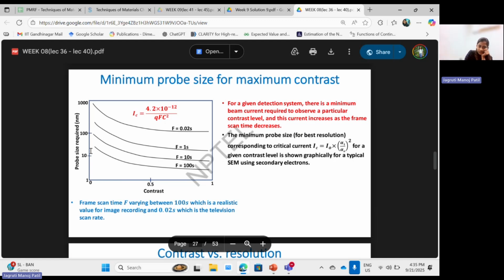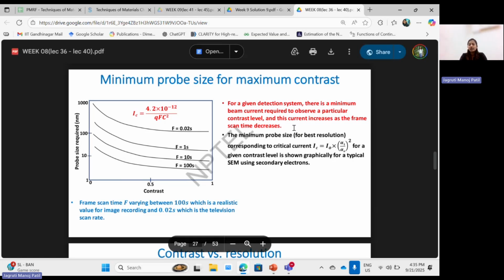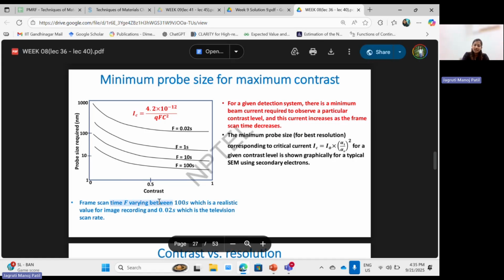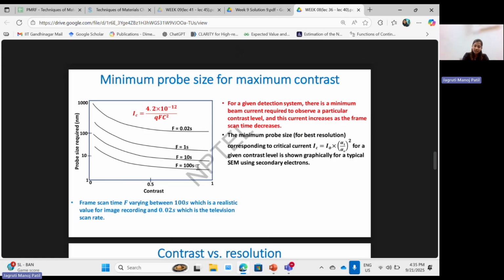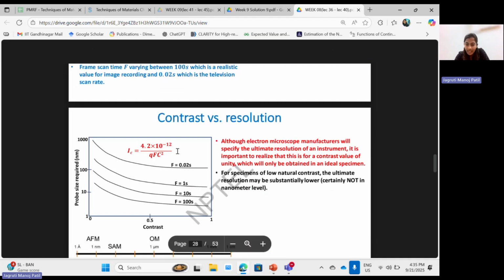Or if we give one specific to them, that follows that for one beam current, if the current is constant, the current will increase as the frame scan time will also increase in that case. So frame scan time, this F, the scanning time increases in this fashion here, and the probe size increases in this fashion over here, which is realistic if you record it for these particular scan rates.